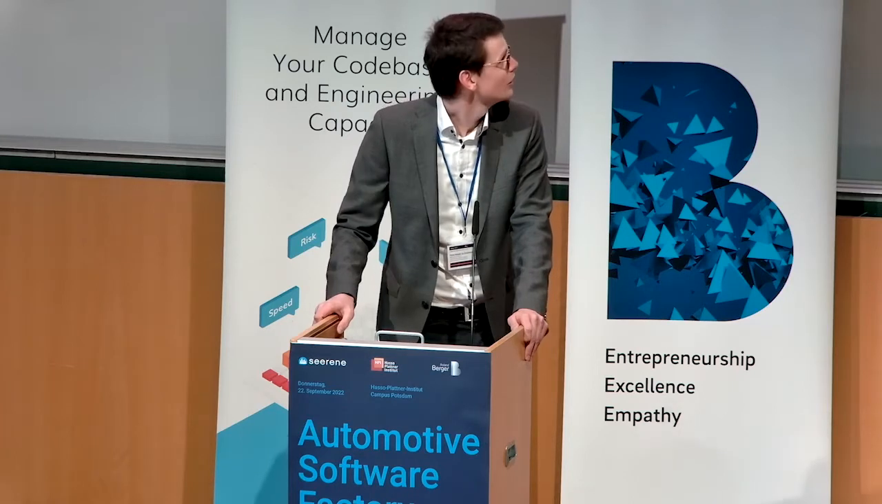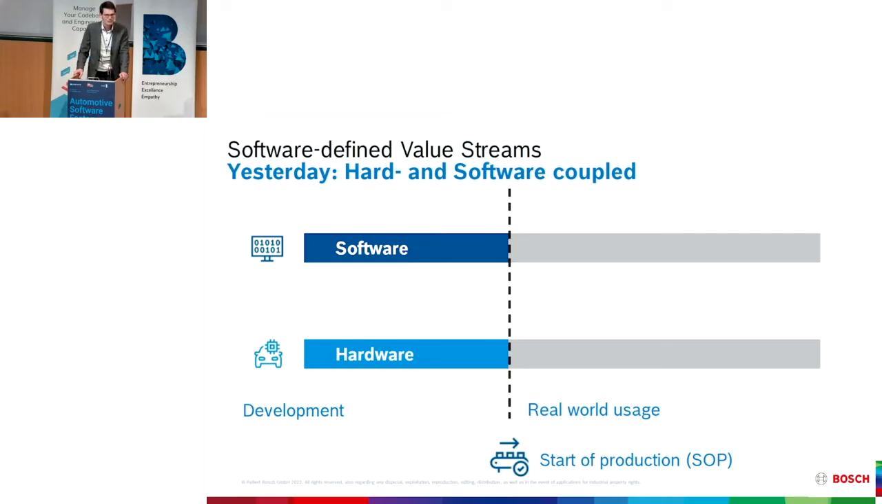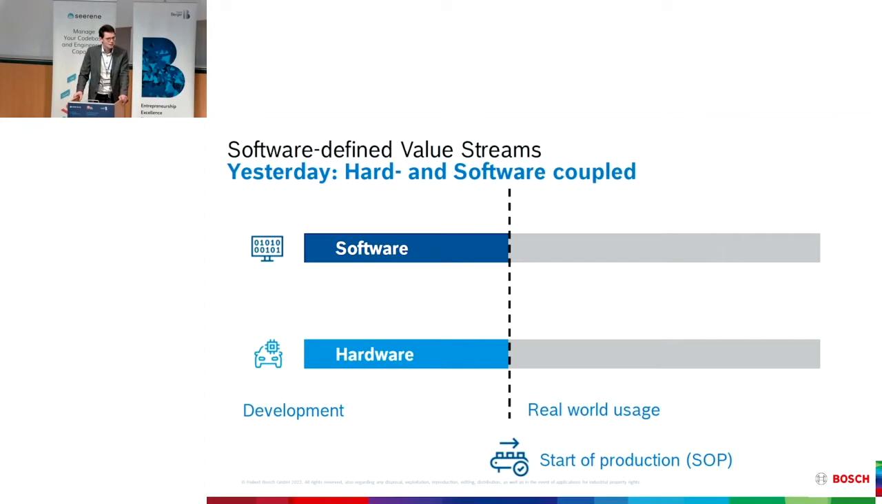And I would like to start with one of the assumptions that we have had in the industry. You can see here it's titled "yesterday". And that was that there is a tight coupling between the software and the hardware at the point of delivery. At the start of production, the software is flashed. And this assumption, going forward to software-defined vehicles, has to be reworked. And that is a change process indeed.